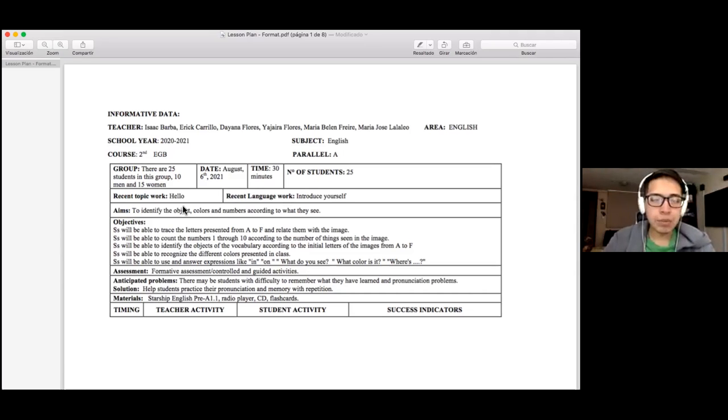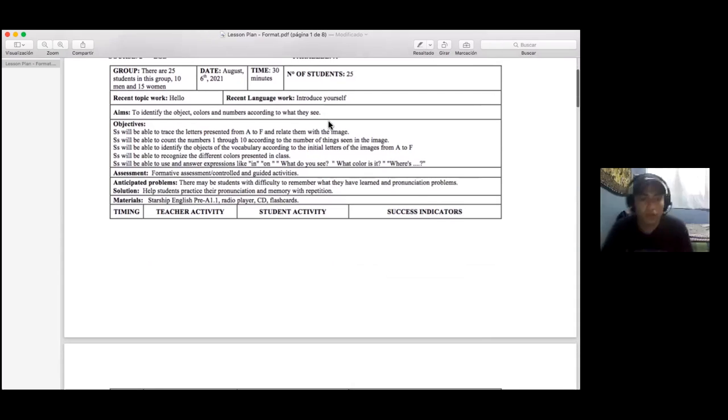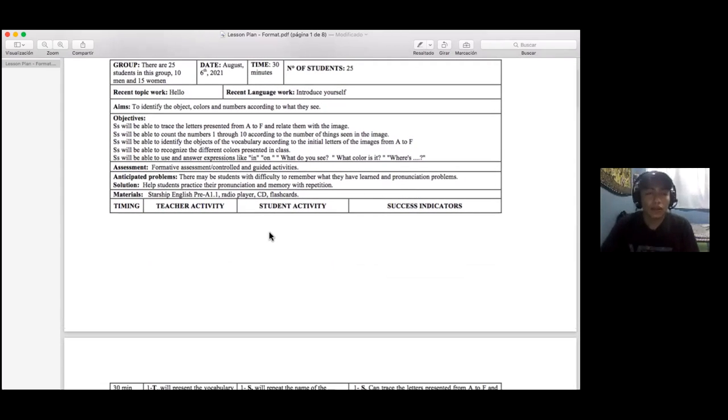Then we have the aims, which is to identify the object, color, and numbers according to what they see. Now, the objectives for this lesson plan are: first, students will be able to express the letters presented from A to F and relate them with the image. Second, the students will be able to count the numbers 1 through 10 according to the number of things seen in the image. Third, students will be able to identify the objects of the vocabulary according to the initial letters of the image from A to F.